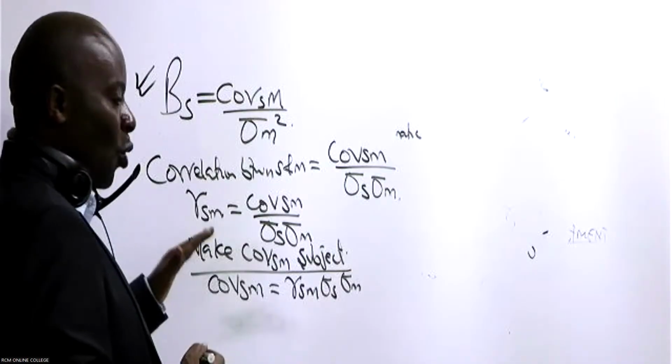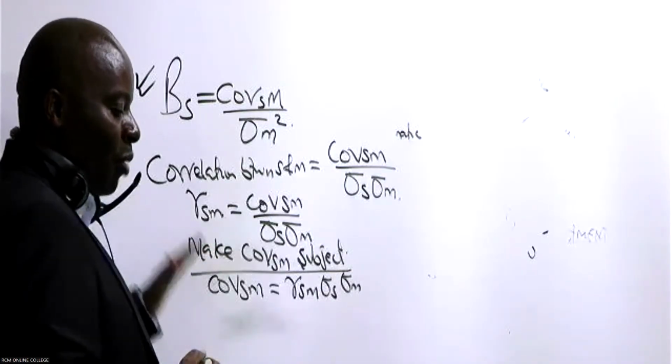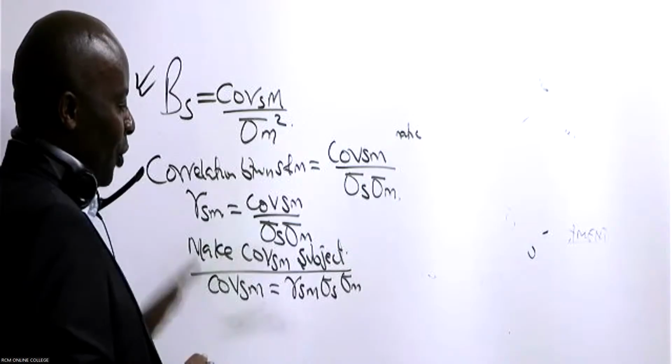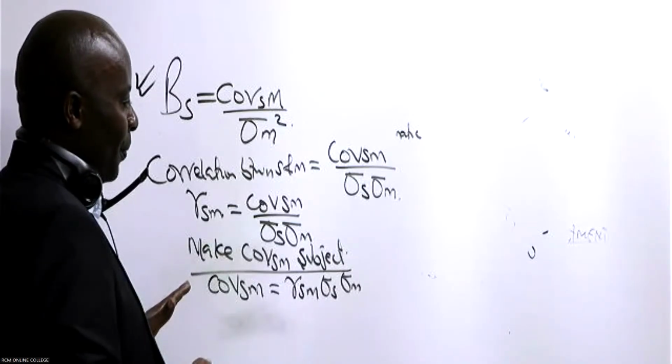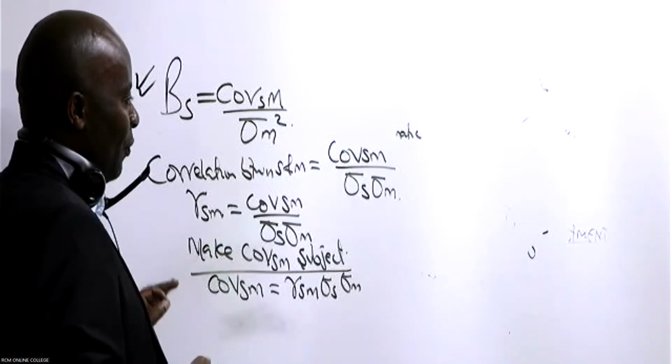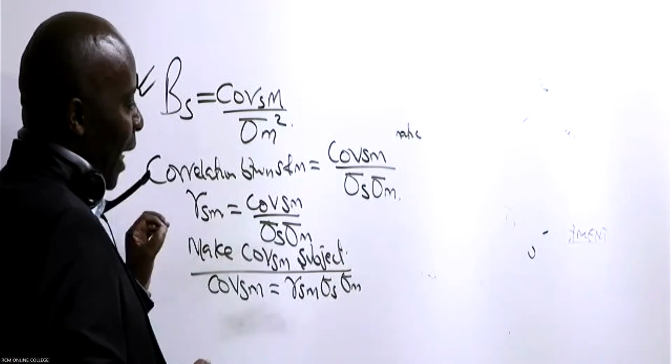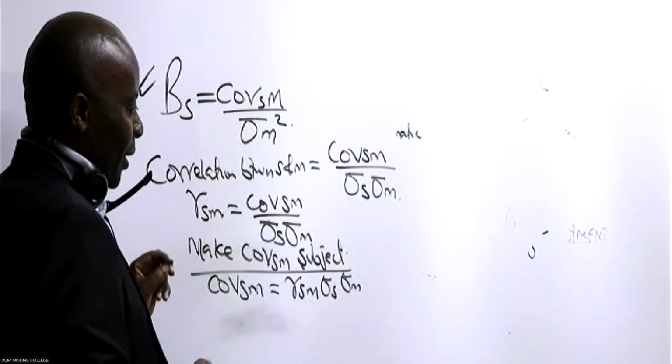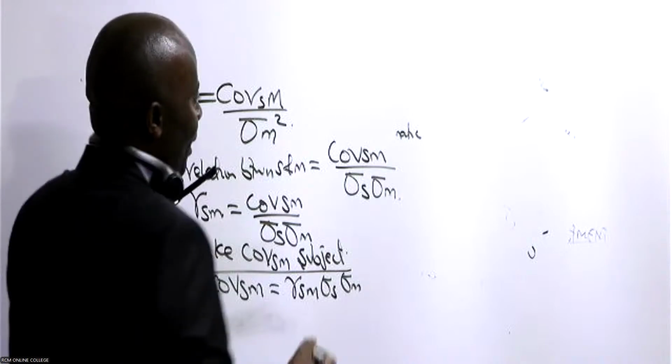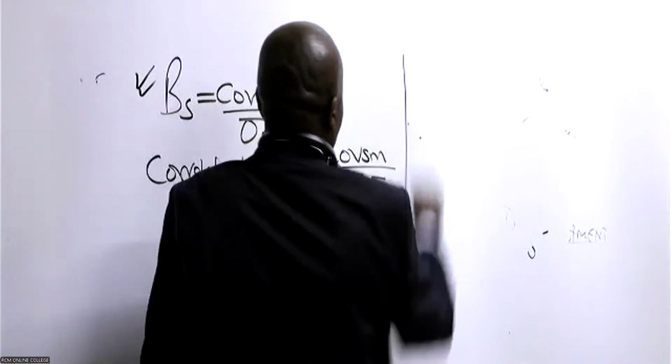R stands for correlation coefficient. Write your normal R. Then I would want you to do me a favor. Come and give me beta in terms of correlation. Yeah, give me beta in terms of correlation.